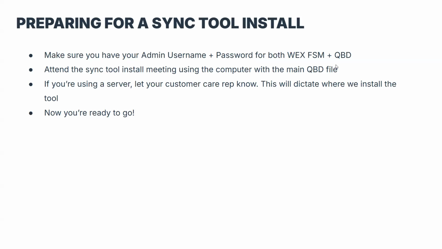Now, if you are QuickBooks Desktop and you're going into a sync tool install, just some tips for you. Make sure you have your admin username and password for both WEX FSM and QuickBooks Desktop. You will attend the sync tool meeting using the main computer with your QuickBooks Desktop file on it. If you are using a server, let's say your entire system is not on your hard drive, it's on a server, let your customer care rep know. That will dictate where they install the tool. And that's it. You are ready to go. Just show up on time to the meeting, and then our customer care rep will take over from there.